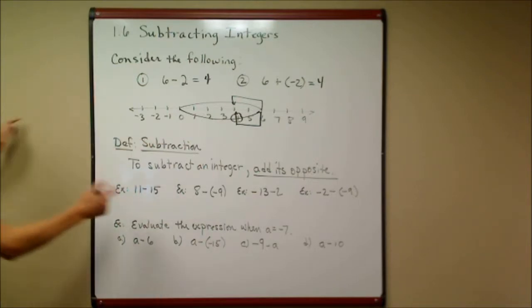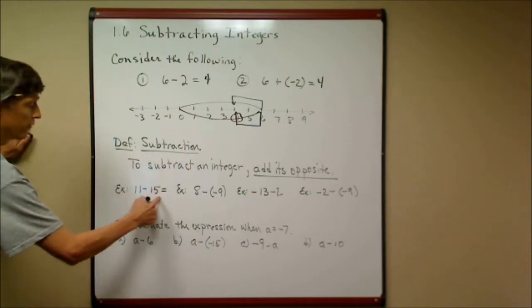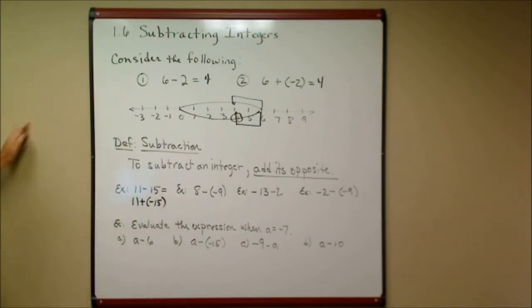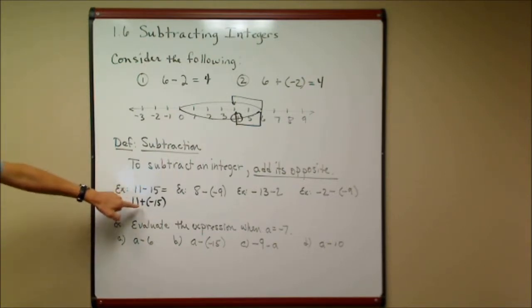So the very first problem, 11 minus 15, is the same as 11 plus negative 15. Notice how I leave the first number the same, I change the subtraction sign to addition, and I take the opposite of the second number. That's the adding the opposite part. Some people call this keep change opposite. Keep the first number the same, change the subtraction to addition, take the opposite of the second number.